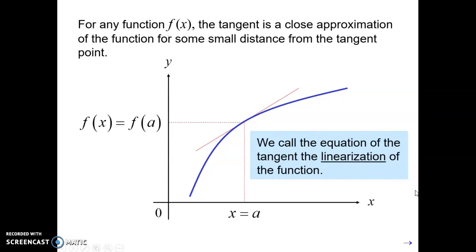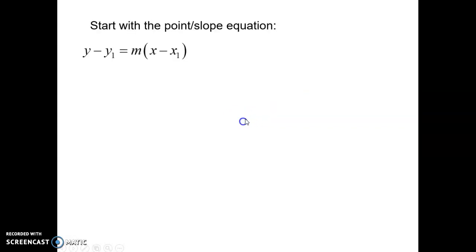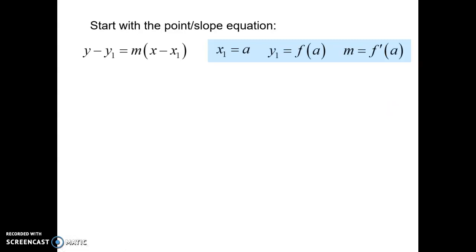So we call the equation of the tangent line to the curve the linearization of the function at that point of tangency. It is the line that mimics the curve at that point. So we're going to start with the point slope equation of a line, and we're going to just rewrite this and say, okay, what does this look like?